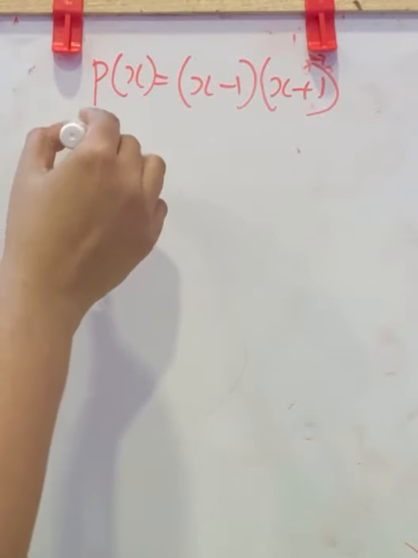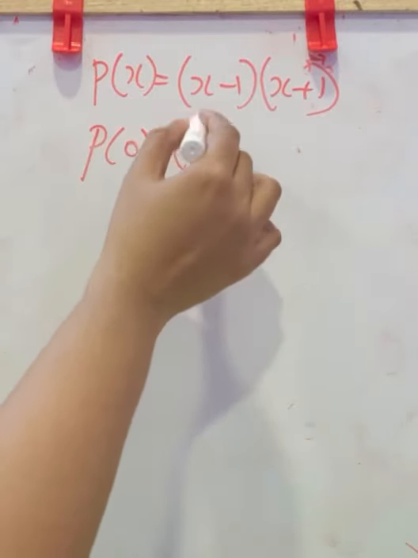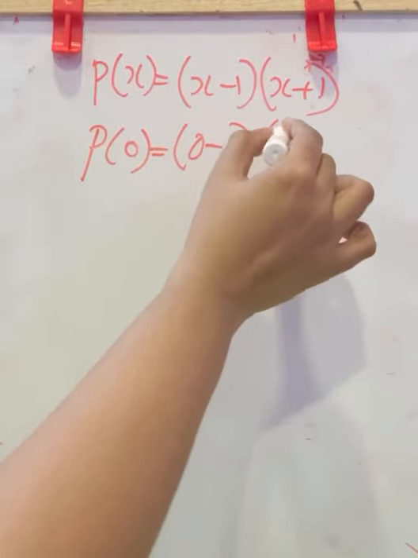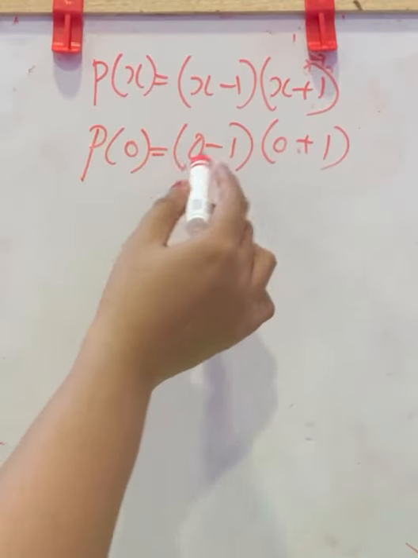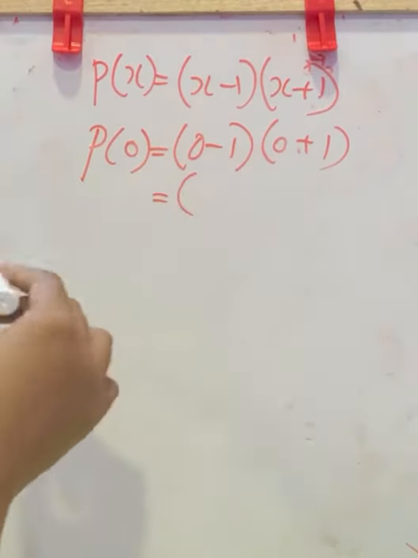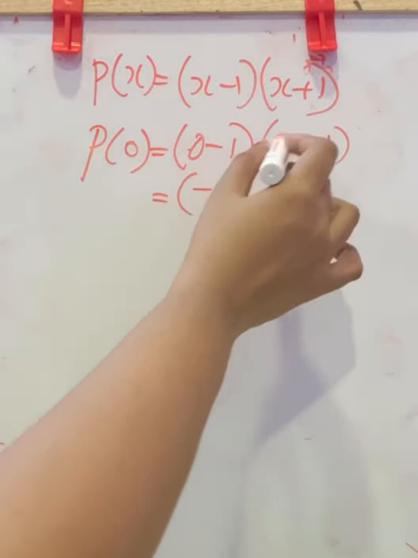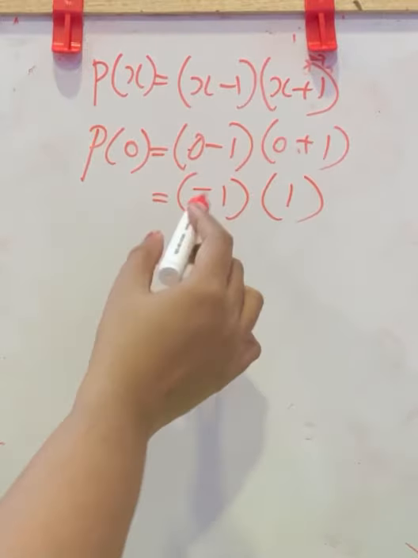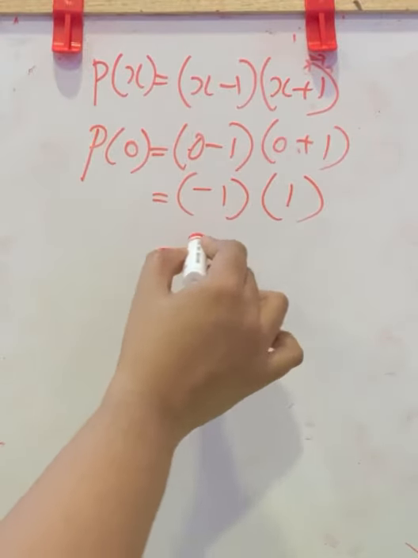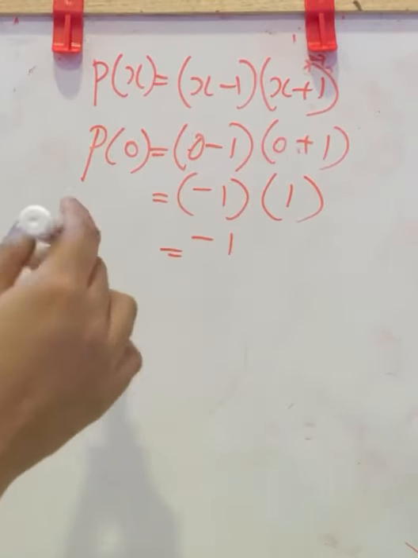Now first is P of 0. This becomes 0 minus 1 into 0 plus 1. 0 minus 1 is inside the bracket. We will do inside the bracket first. That is 0 minus 1 is minus 1, 0 plus 1 is 1. Negative 1 into 1 is negative 1. P of 0 is negative 1.